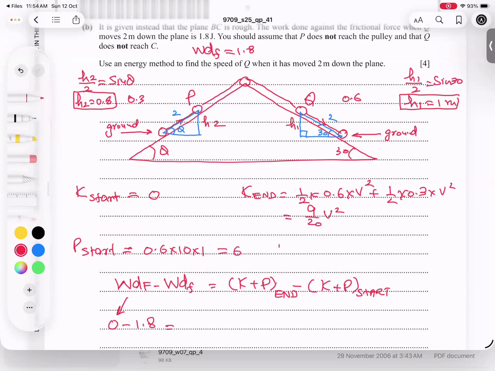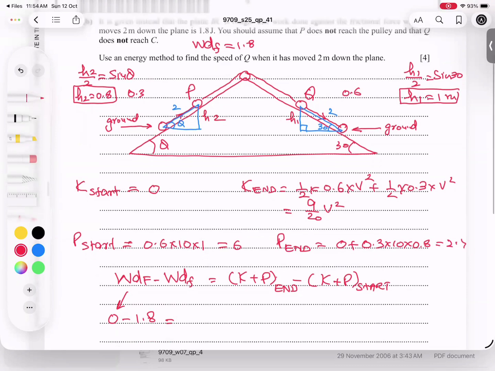But what is the potential energy at the end? When the particle travels and reaches here, it is zero because it reaches the ground level. But what about this? This is mgh, mass is 0.3, h is 0.8. So mg into h: 3 times 0.8, it becomes 2.4. So 2.4. Now, students, we are ready to plug the values into the formula and get our answer.